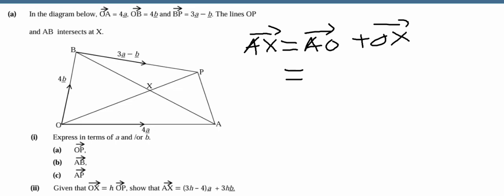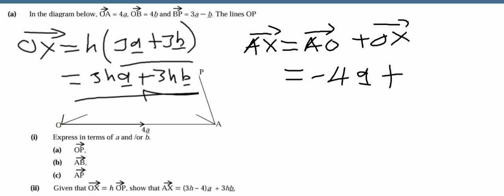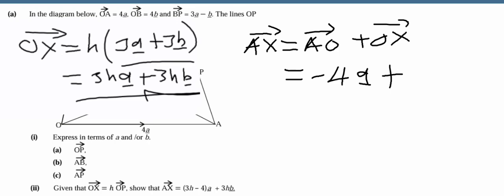So remember that if you are going against the arrow, you put a negative on the vector. So we are going to indicate a negative to this vector, which is vector 4a, then plus. What is our OX? I'm from calculating OX here.